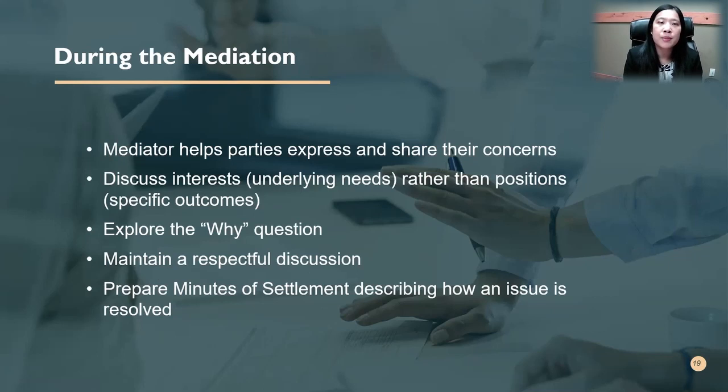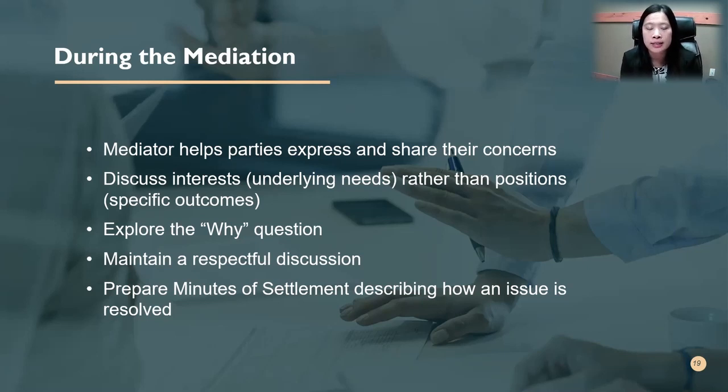So as the mediation moves on, the mediator will try to help the parties express and share their concerns. They will discuss the parties' underlying needs and their interests, and try to move the parties away from being too positional. An example of this would be a parenting issue. Some people are very set on saying, I want to be the primary resident parent, or I want a shared parenting schedule. And they're very stuck on those key words.